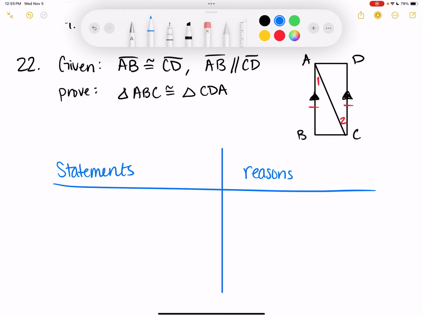All right, so what should I start with? Yep, I'm going to go ahead and put both things in one given spot. If you want to do them separate, feel free. So AB is congruent to CD, and AB is parallel to CD. Reason, obviously, is given.